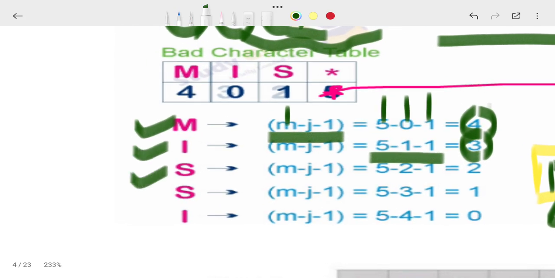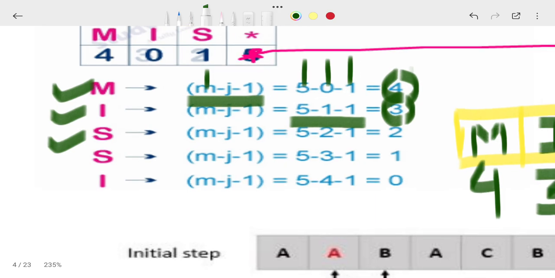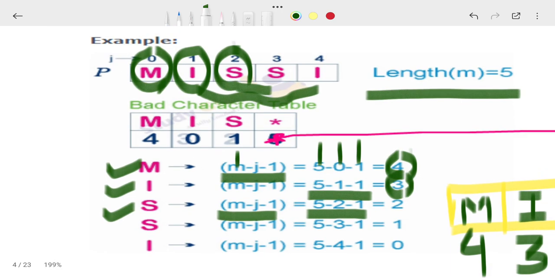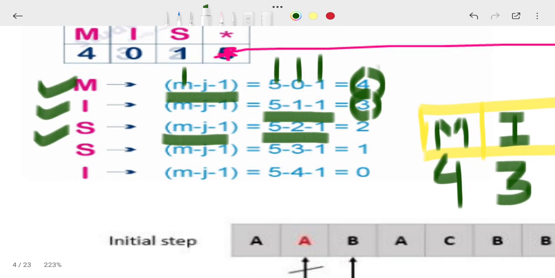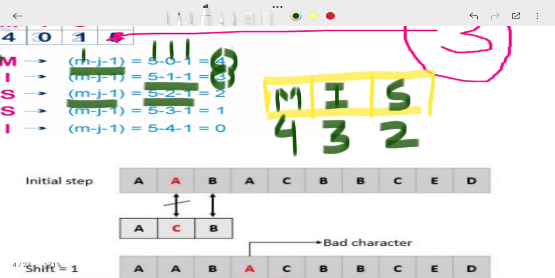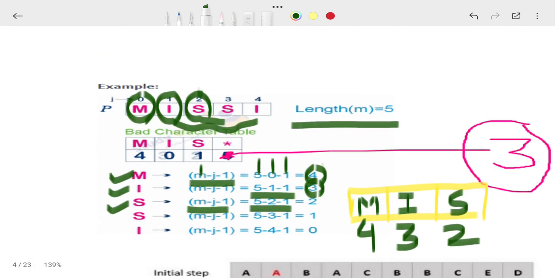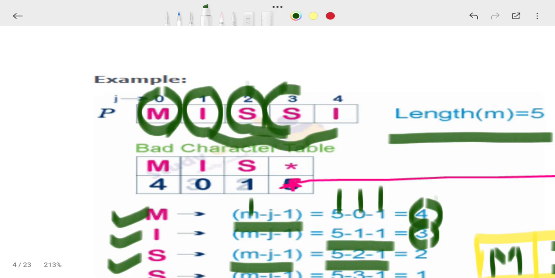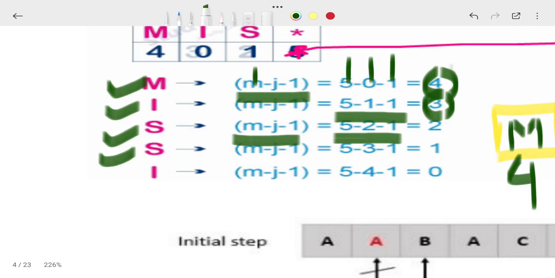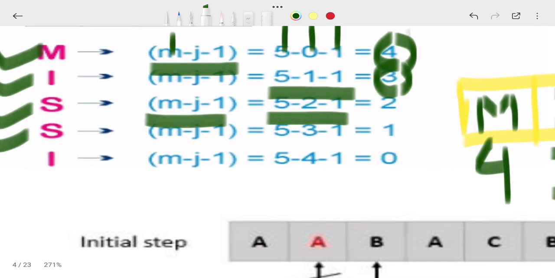Now for s, m minus j minus 1. 5 minus 2, where 2 is j. So 5 minus 2 minus 1 is 2. So in place of s I will write 2. Done. Now next, for this s, again s is repeated, so I will solve the problem again here. m minus j minus 1, 5 minus 3 minus 1 is equal to 1.